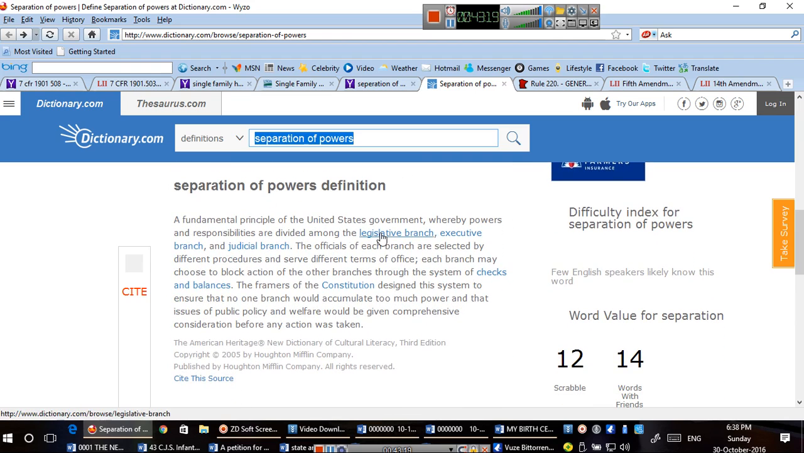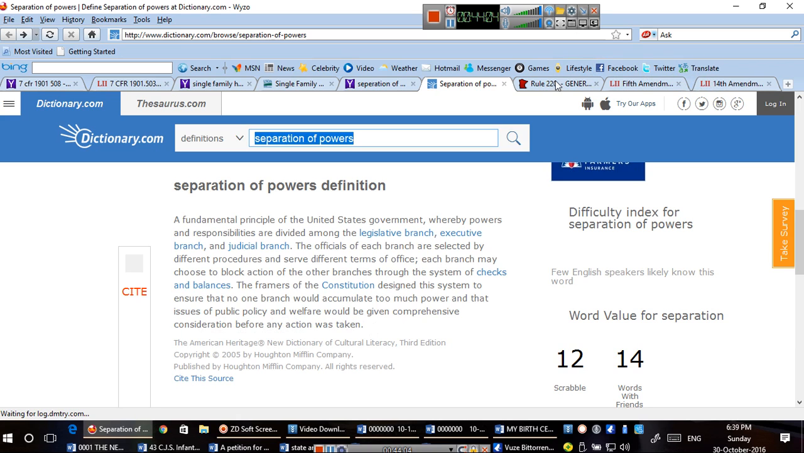The fundamental principle of the United States government whereby powers and responsibilities are divided among the legislative, executive, and judicial branches of government. The officials of each branch are selected by different procedures and serve different terms of office. Each branch may choose to block actions of the other branches through the system of checks and balances. The framers of the Constitution designed this system to ensure that one branch would not accumulate too much power and that issues of public policy and welfare would be given comprehensive consideration before an action was to be taken.